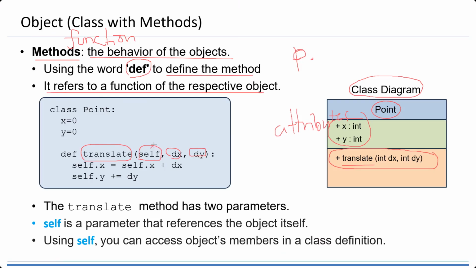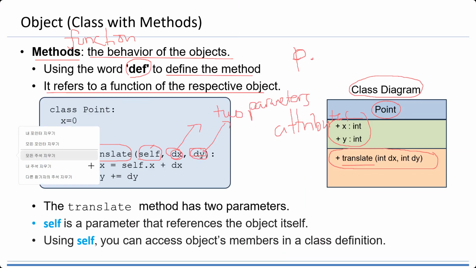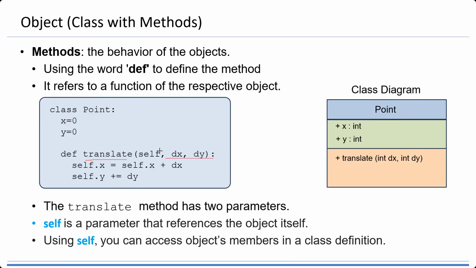I will explain self later. And we have dx and dy, so these are two parameters. You already learned about functions with parameters. We can have one parameter, two parameters, and so on. Now we have a function with two parameters. The translate method has two parameters, dx and dy.